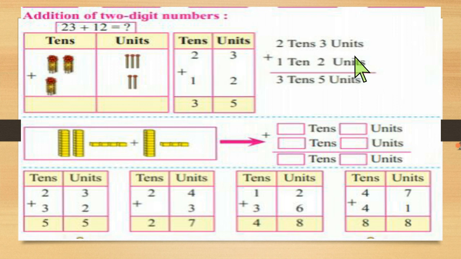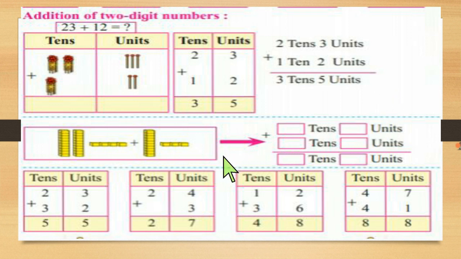2 tens and 3 units, 1 ten and 2 units. Here, what do tens mean? 2 tens means 20. Okay, first we will solve the unit side. Remember everyone, first we should solve the unit side. So 3 plus 2, the answer will be 5. Then after that you solve the tens side. 2 plus 1, the answer will be 3.